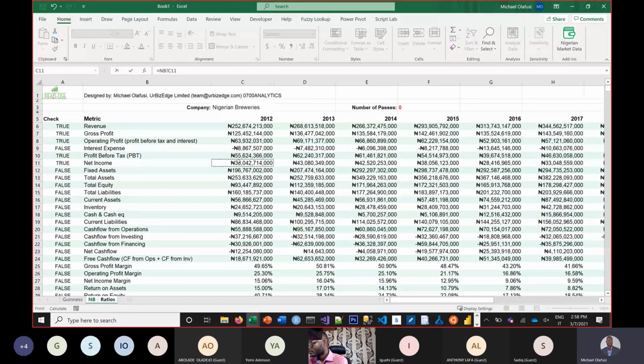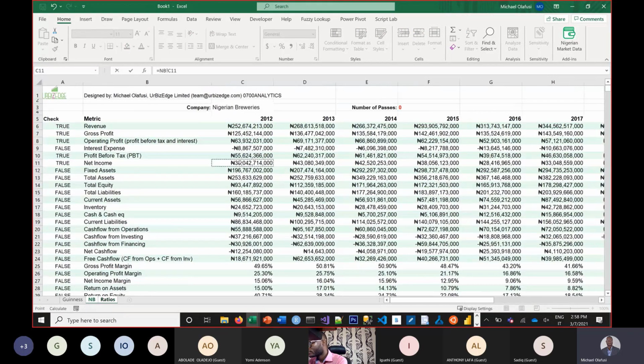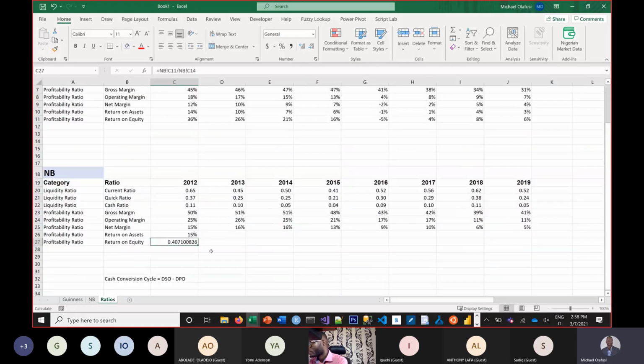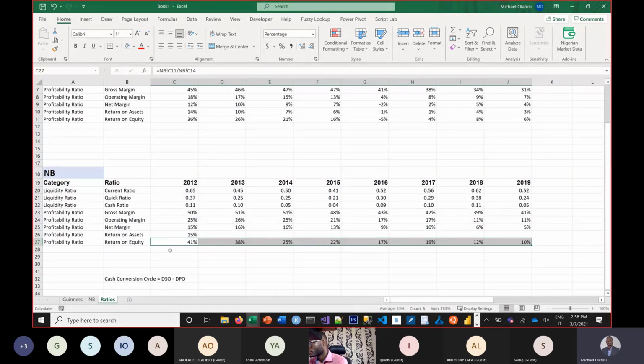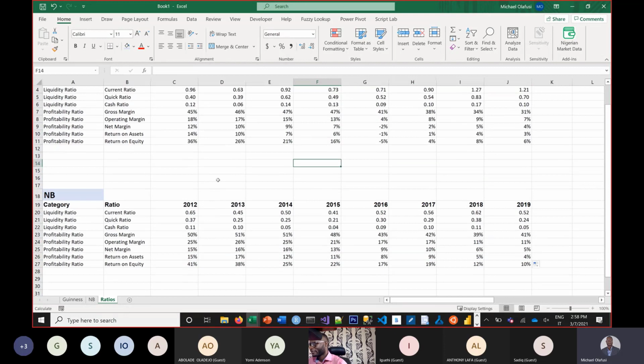Net income divided by total assets. Then return on equity is going to be also net income divided by total equity. Yes. Okay. All right. So this, we're going to end it here.